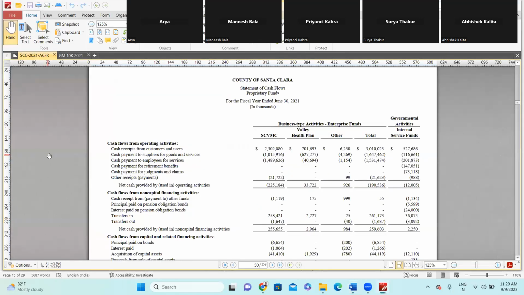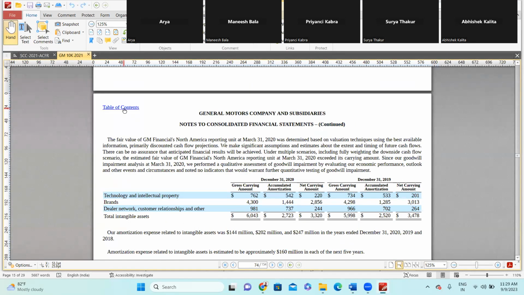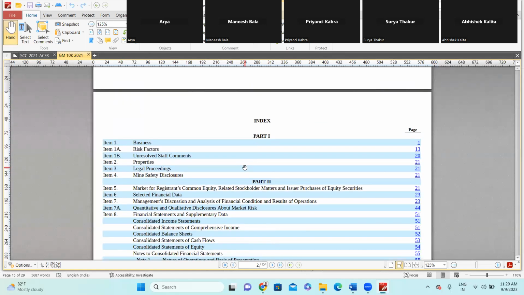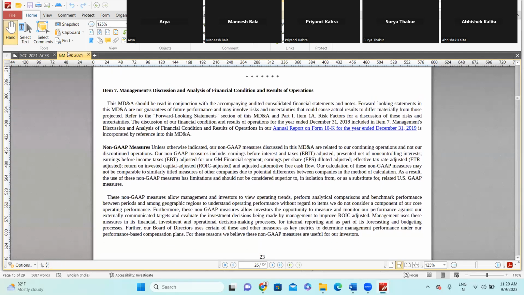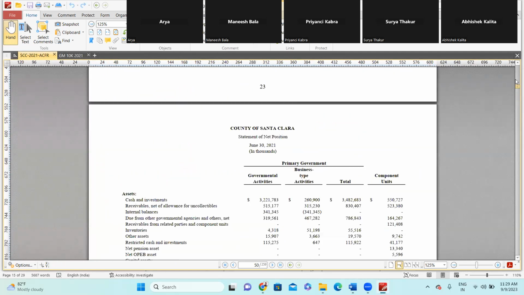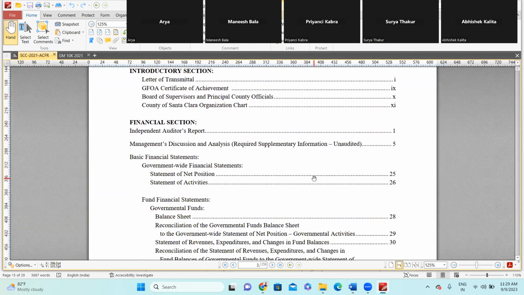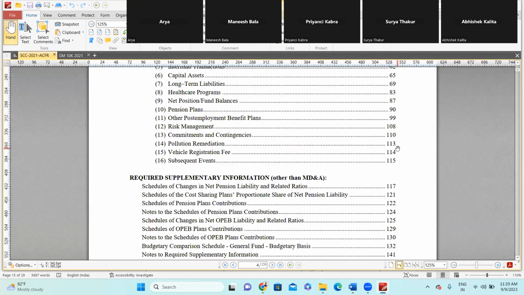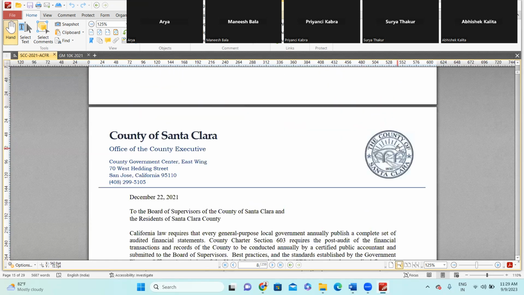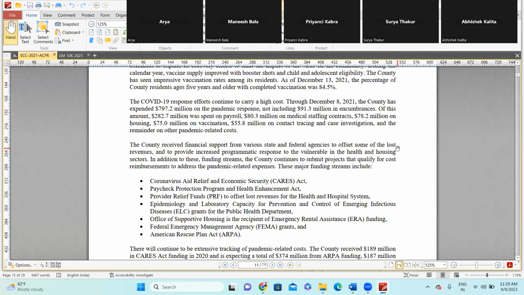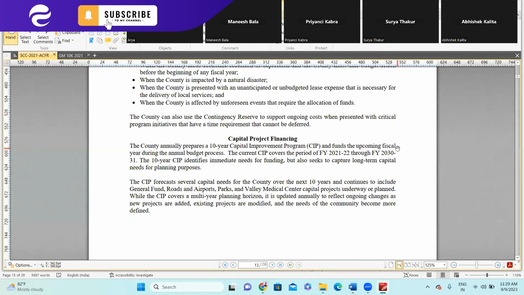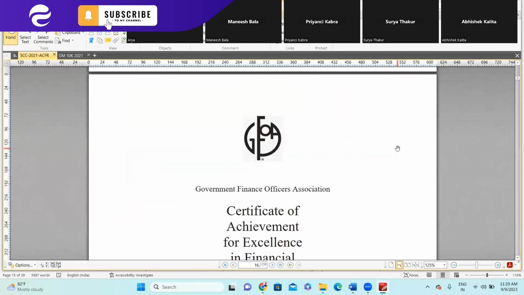Have you seen any management discussion and analysis for any company by any chance? No. So if you see management discussion and analysis, financial condition, results and operation, this is for a for-profit organization. And at the same time, here, let me see on which page we have. Management discussion and analysis and required supplementary information, page number 5. We'll see both for-profit organization as well as the governmental, so that you can correlate the difference between these two as well.